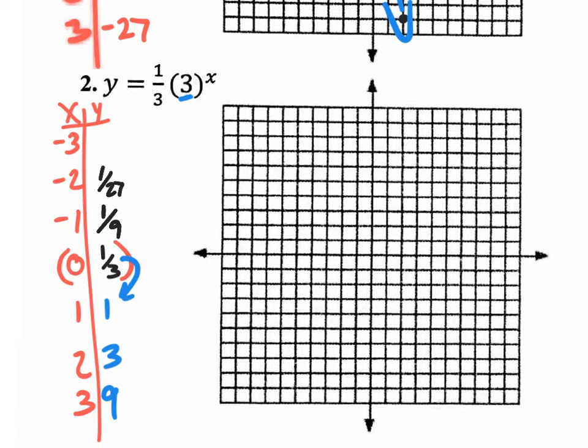So let's graph what we have. Let's graph 0, 1/3 in red. 0, 1/3 of the way up would be down here. It's not even halfway up. Then if I go to 1, 1, it's right here.